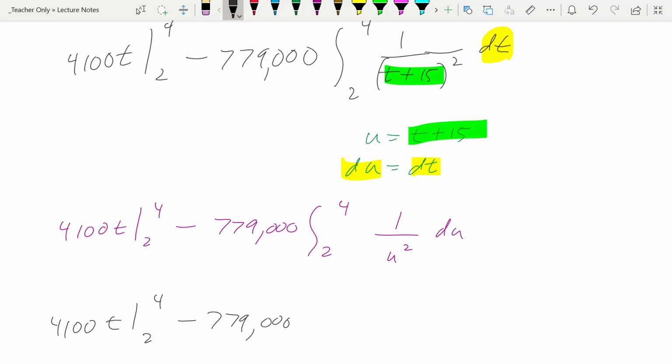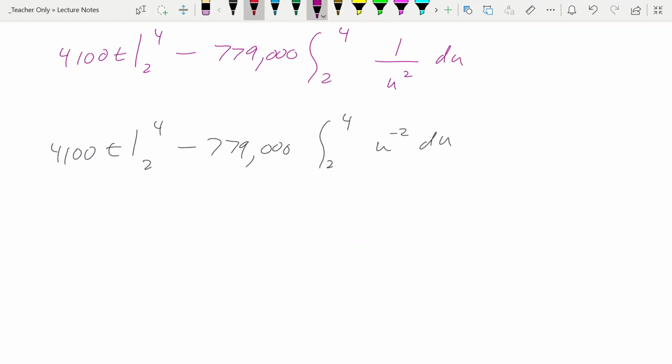All right, so now what is the antiderivative of 1 over u squared if it's in the denominator? Well, we'll do a little bit of rewrite. Let's rewrite this as u to the negative 2 du. So what is the antiderivative of u to the negative 2? There's a lot of rewriting, I know, but it's to make sure we don't miss or lose anything along the way.